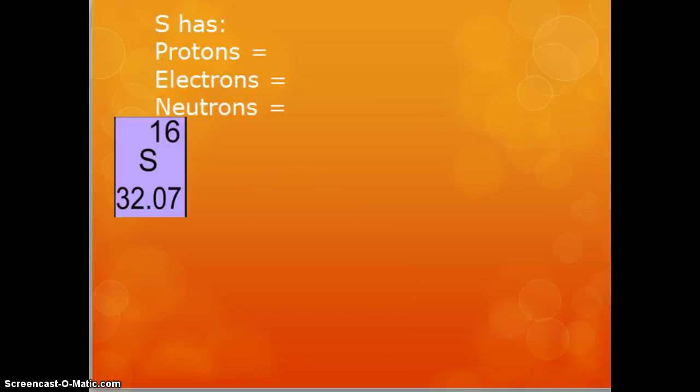All right, let's put this together. Sulfur has how many protons? Well, I have 16 and 32.07. So how many protons? 16. How many electrons? When it starts out, the protons and electrons are equal or the same. So I have 16 electrons.